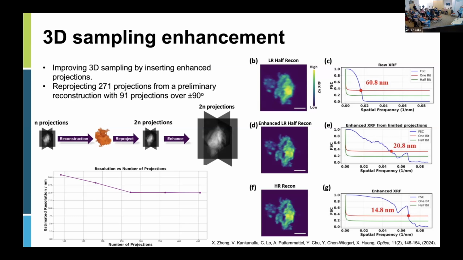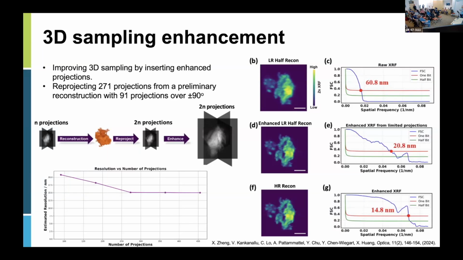And we also tried adding more projections into this data set. And we noticed the improvement of the resolution almost flattened out after 271 projections. Adding more projections doesn't seem to improve further. So it seems like we are hitting the bottleneck of the 2D sampling already. So for the 2D enhancement process, we used the ptychography reconstructed probe function as the kernel.